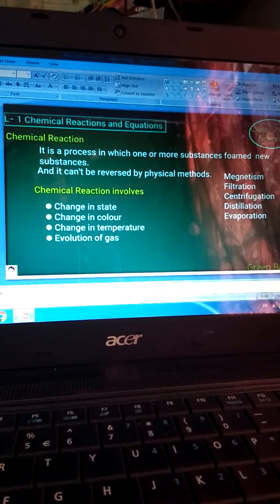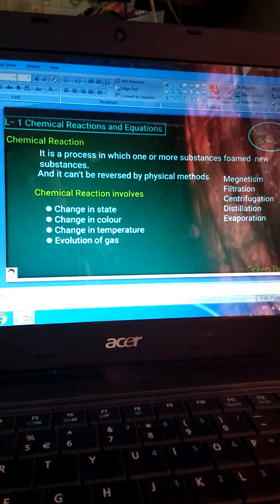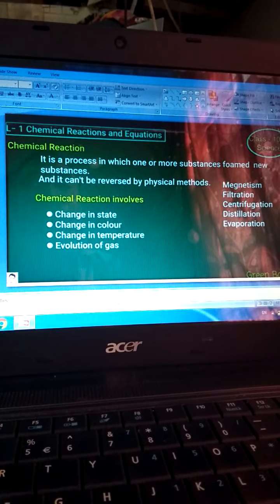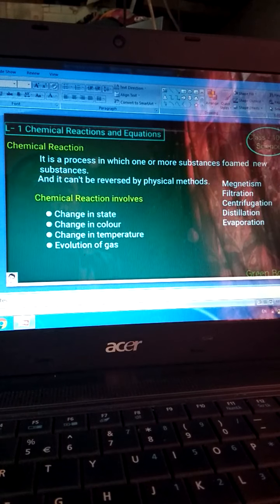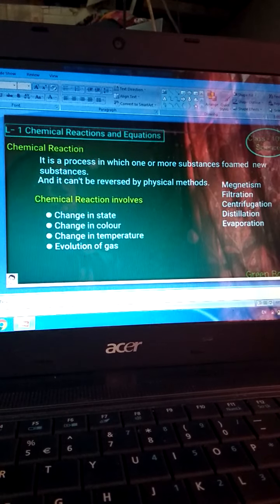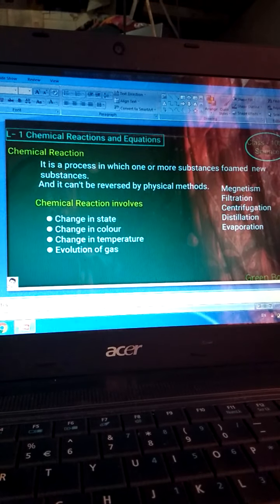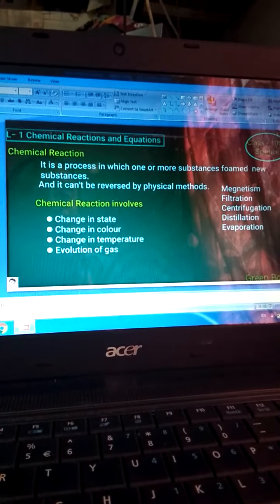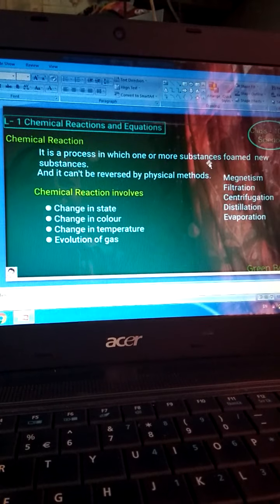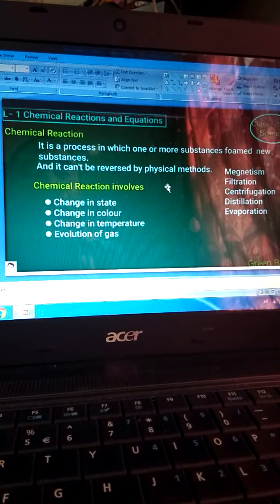So whenever a chemical change is occurring, we can say that for that change to occur, some kind of chemical reaction has taken place. So now we have to know what is chemical reaction. We have understood what is chemical change, and we have understood that for this chemical change to occur, chemical reaction is responsible. Now we have to know the definition of chemical reaction. We can define chemical reaction like this: it is a process in which one or more substances form new substances. So from one or more substances we get new substances.